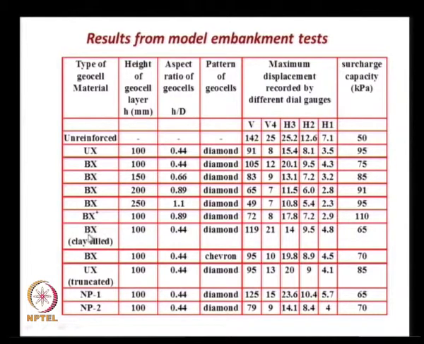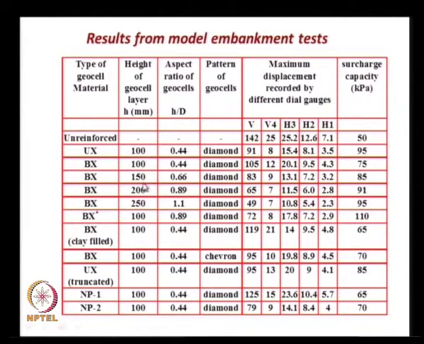For example, the BX, that is the biaxial with 100 mm height, this is the second one. When the geocell was made of biaxial geogrid, that has a lower strength and the same height of 100 mm and the same aspect ratio of 0.44, the maximum surcharge capacity was only 75 kPa. And when the same configuration was used, but the infill material was clay soil instead of clayey sand, the maximum surcharge pressure that could be applied was only 65 kPa.